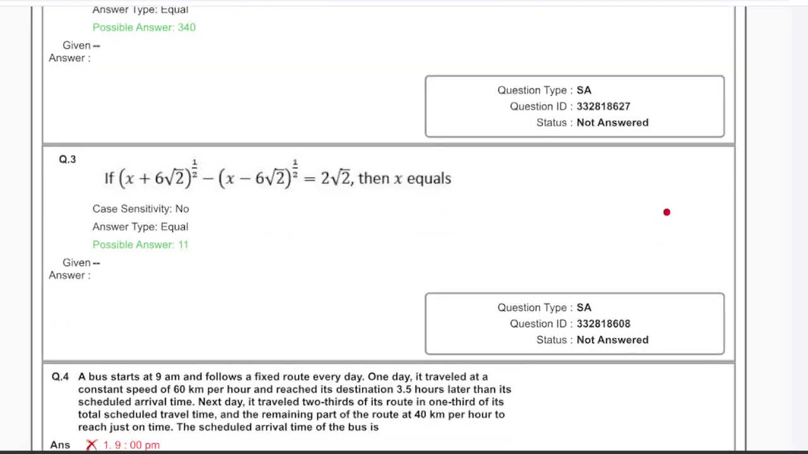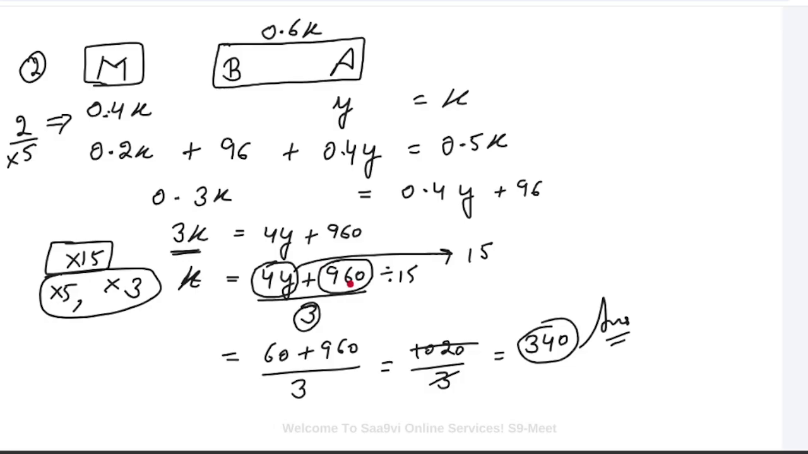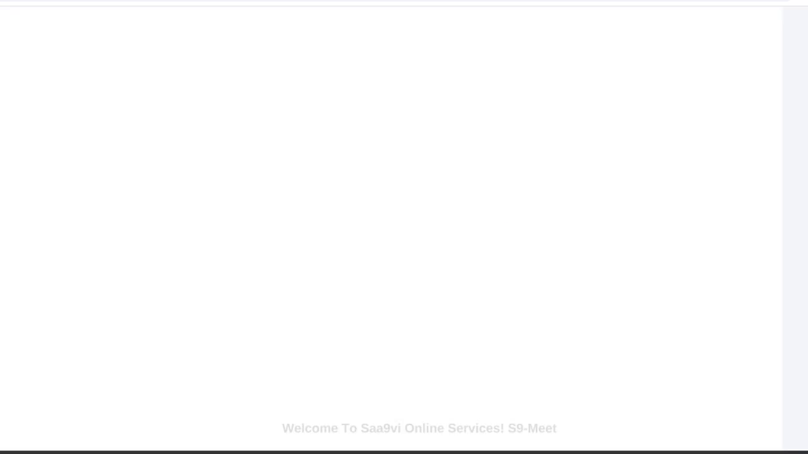The question number 3 says square root of x plus 6 root 2, minus square root of x minus 6 root 2, is 2 root 2, then x equals. So very, very simple question. Like, it's a very easy question. I'll say not even worth CAT, because simple calculation, anybody can do it. I believe a 10th class student can also do this question. Look at the third one now.